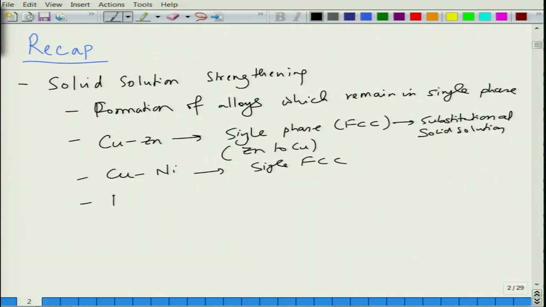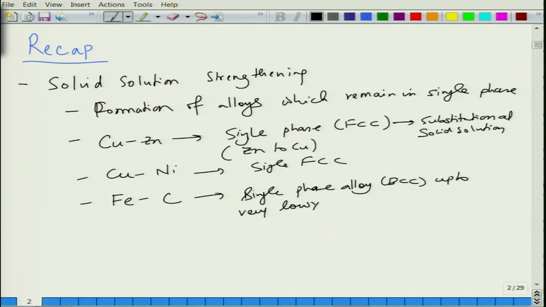It remains a solid solution throughout the whole composition range. On the other hand, we can also form things like Fe-C, which is an iron carbon alloy, which can remain a single phase BCC alloy up to a very low percentage of carbon, and here it is an interstitial solid solution.